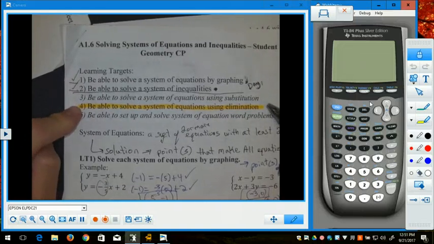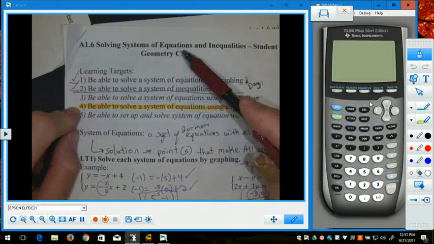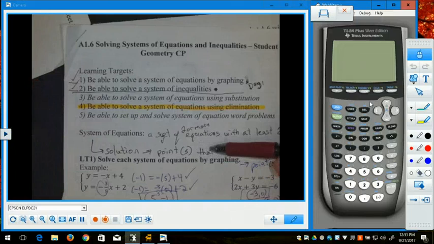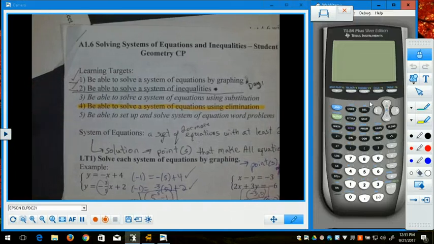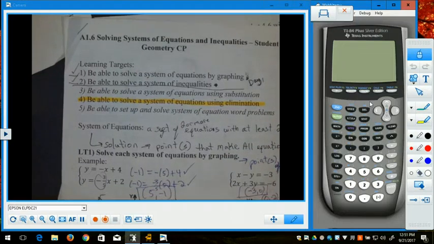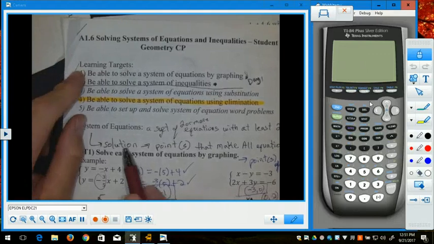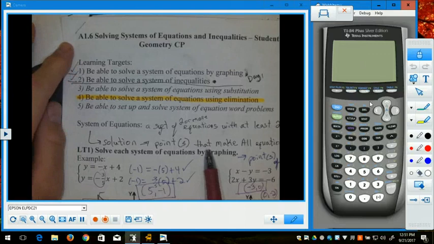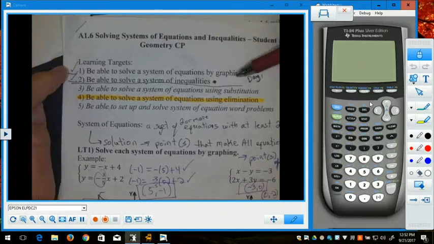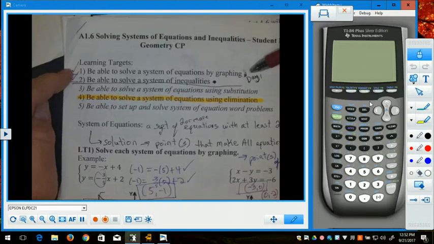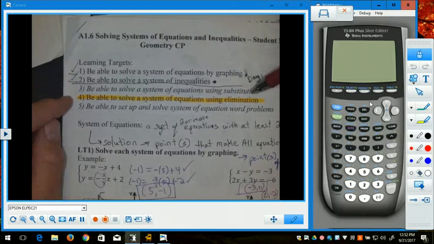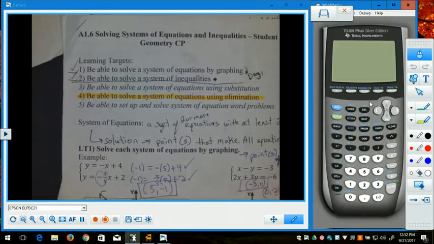At this point, we've already discussed what a system of equations is: two or more equations with at least two variables, and the type that we're solving is two equations, two variables, where the solution is a point that makes both equations true. We've seen so far in Learning Target 1 how to solve the system by graphing, and we also looked at how to solve a system of inequalities. But today our focus is Learning Target 4, solving by elimination.